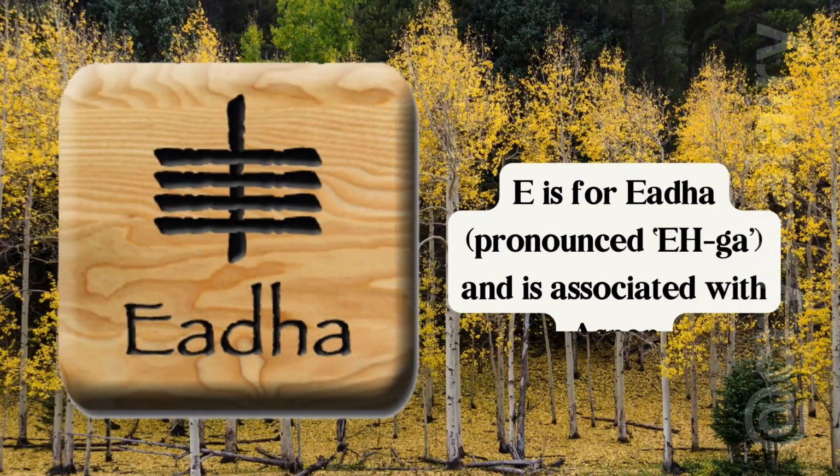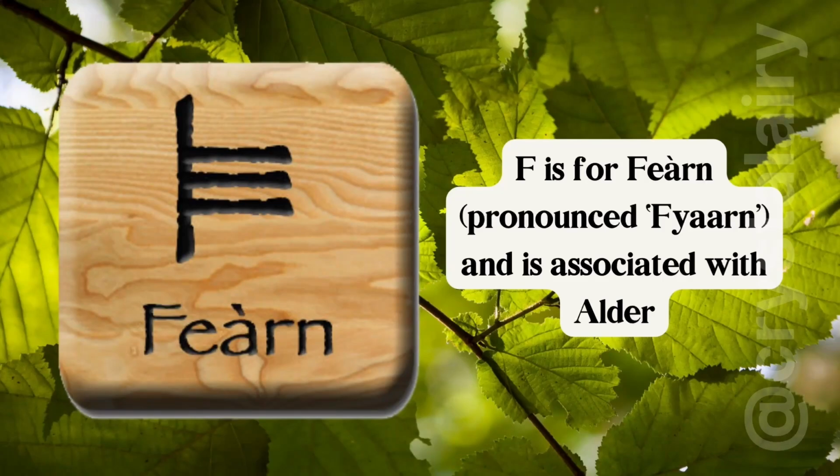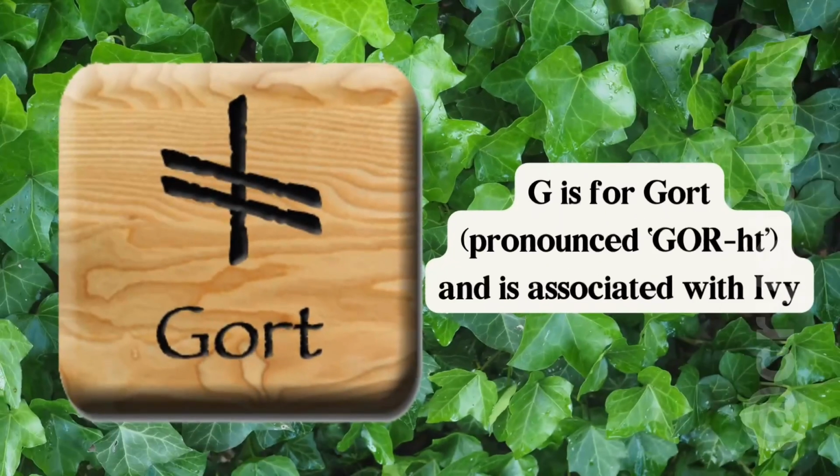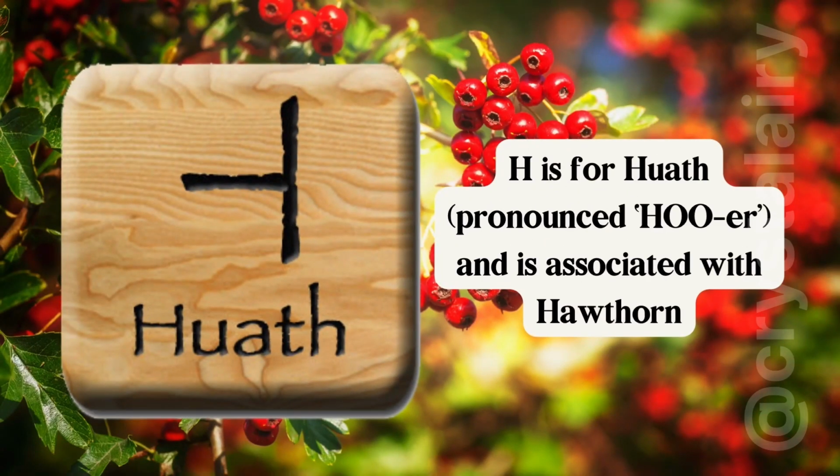The letter E is associated with the aspen tree and peace. The letter F is associated with the alder tree and psychic intuition. The letter G is associated with the ivy plant and luck. The letter H is associated with the hawthorn shrub and cleansing.